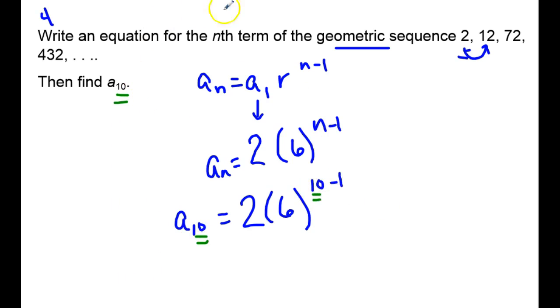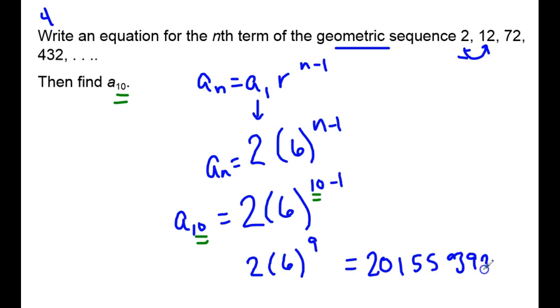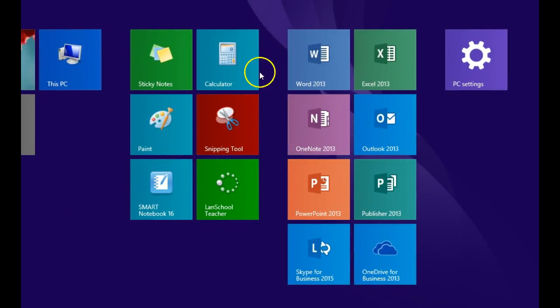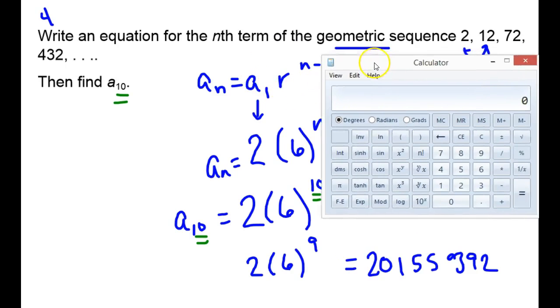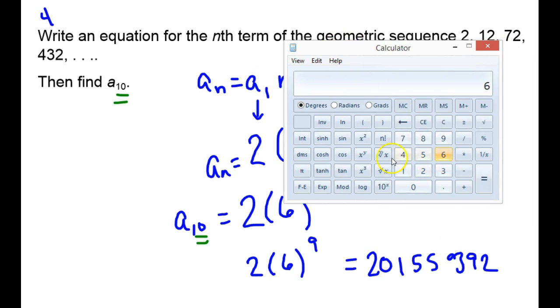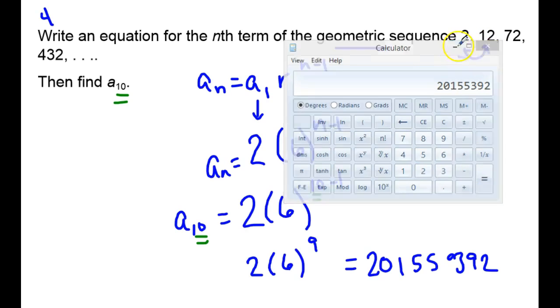So now I can go ahead and simplify that. So I end up with 2 times 6 to the 9th power. And I can go ahead and put this in my calculator, and I end up with 20,155,392. And remember, when I'm using my calculator, I always want to do the exponent first. So I'm going to have 6 to the 9th, equals, and then I can multiply that times 2 to get my final answer. So I always do the exponent first.